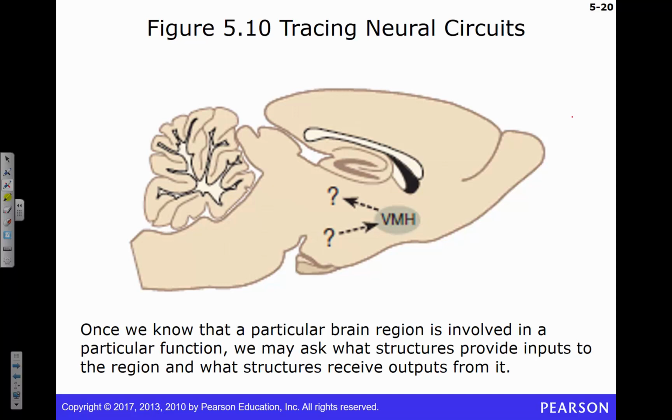What's really a fun thing to do in the brain is figure out which two brain regions are connected, right? Because then you can think about what information is being passed from one place to another. Unfortunately, we don't have a map, right?